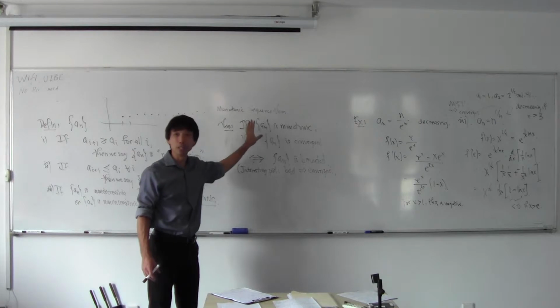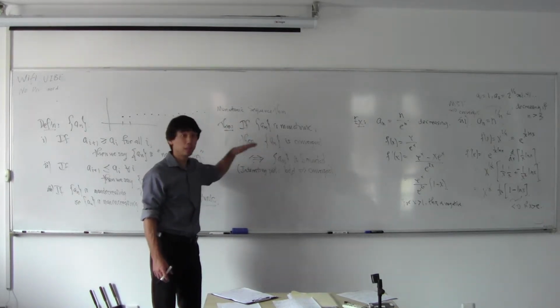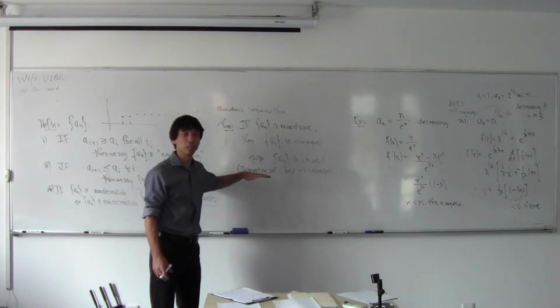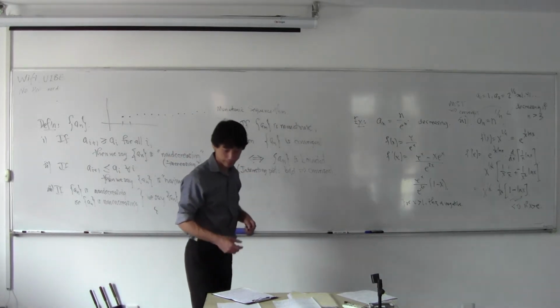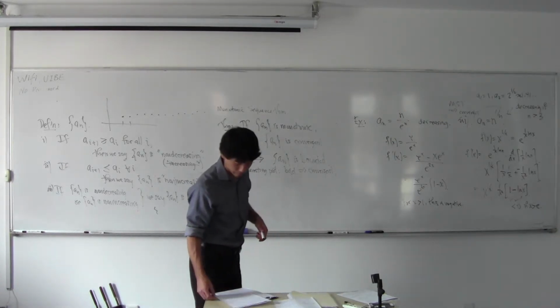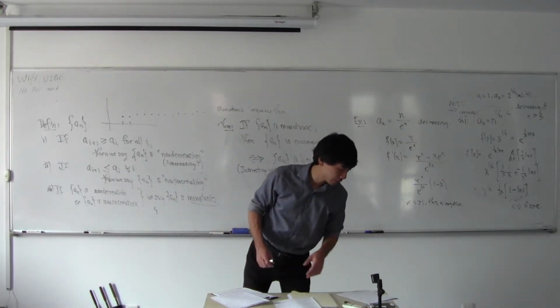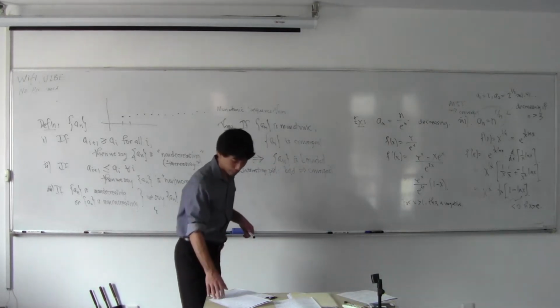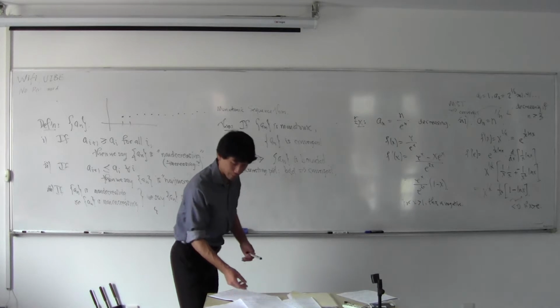So this is going to be really important later on. Whenever you have a monotonic sequence, as long as it's bounded, then it's going to be convergent.